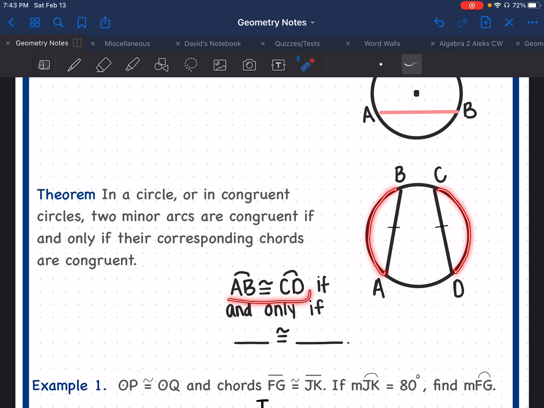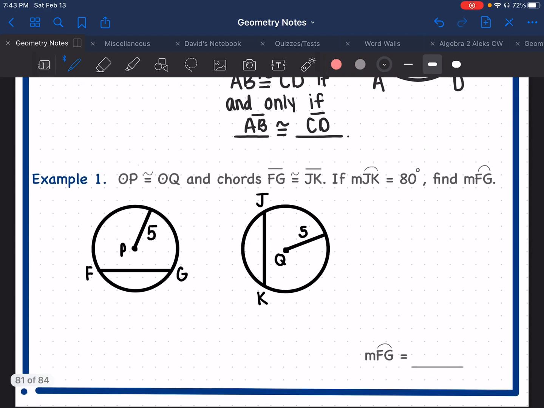That's this part right here. They are congruent if and only if AB, my chord, is congruent to CD, my other chord. Only if the chords are congruent are the arcs congruent as well. So let me highlight those arcs for you that they're talking about. So these 2 arcs are congruent if my chords are congruent.